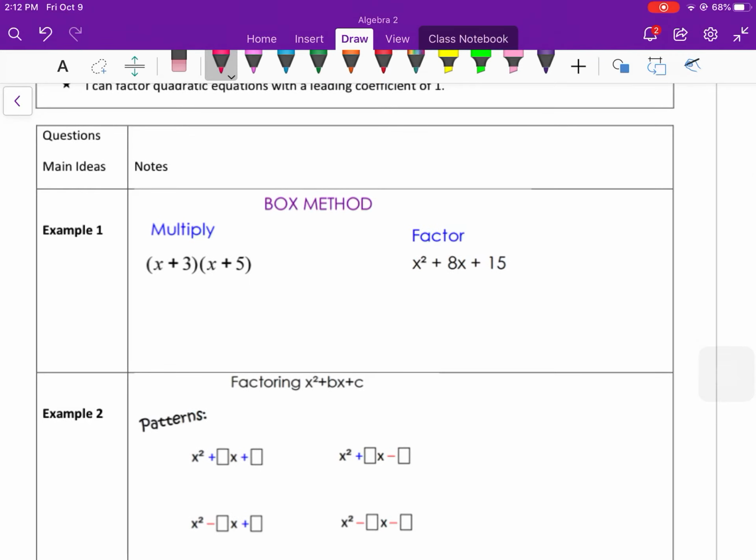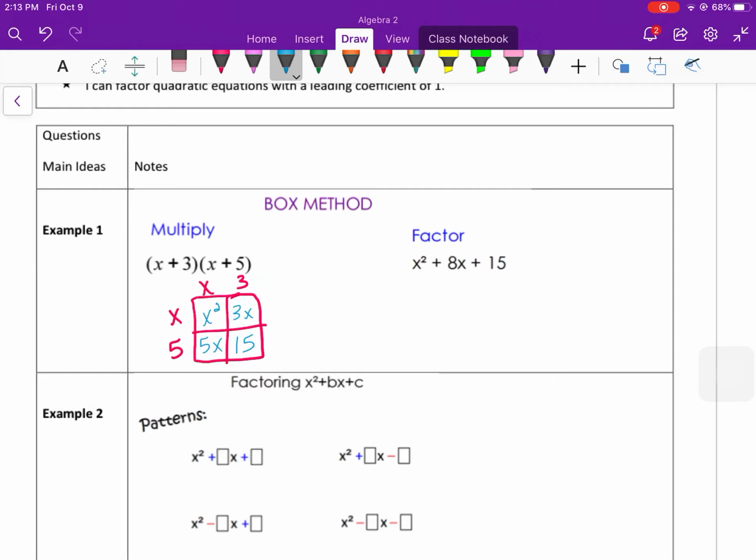Really, it uses the idea that when you multiply, you can use a box to organize your work. So when you take x plus 3 times x plus 5, it's a 2 by 2. Sorry, I don't know why that keeps glitching. So x plus 3 times x plus 5. X times x is x squared. 3 times x is 3x. X times 5 is 5x, and 3 times 5 is 15.